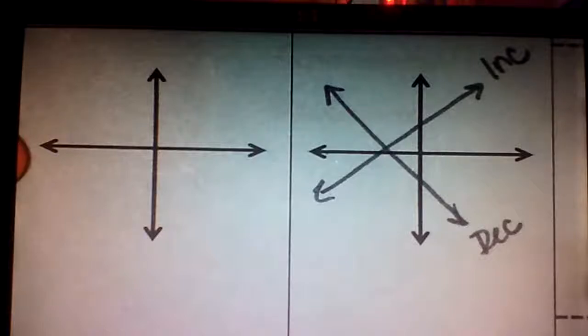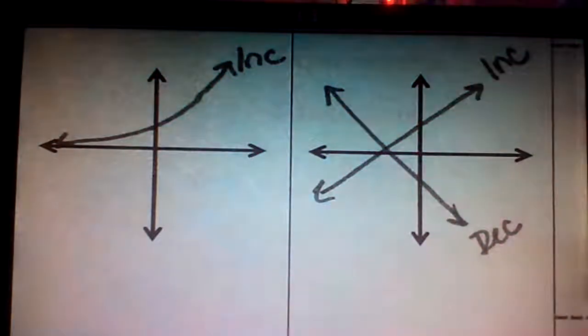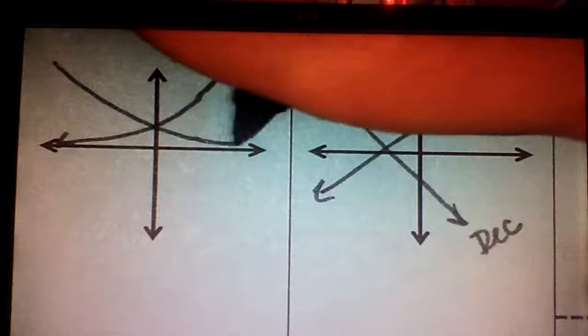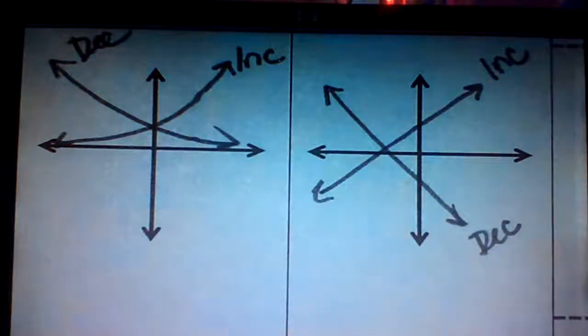Okay, your exponential graphs are going to look like this. Here's your increase. So they've got a curve to them because they're being multiplied, so they're going to shoot up faster than a linear graph. And here's your decrease. Okay, so they sort of look like a line, and then all of a sudden they take off like a rocket.